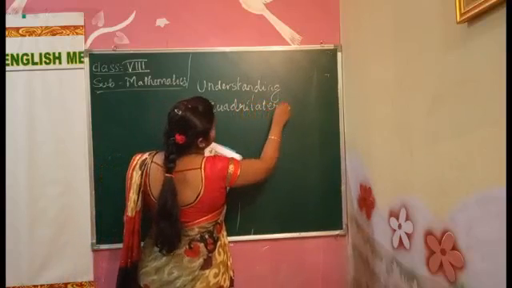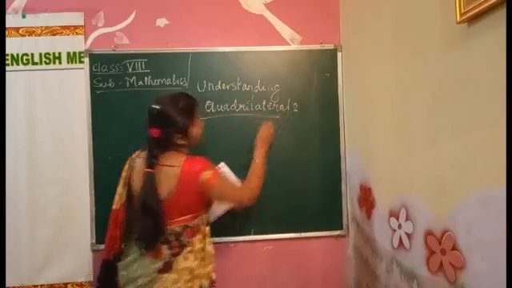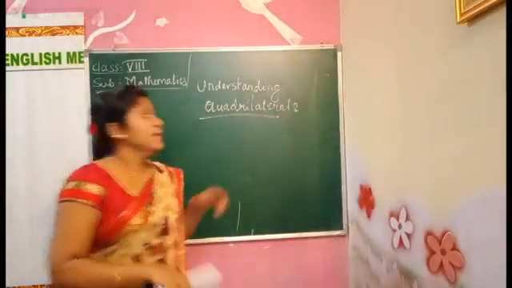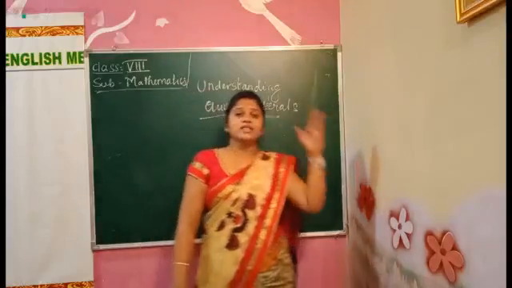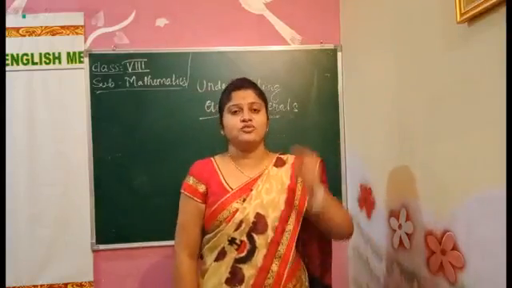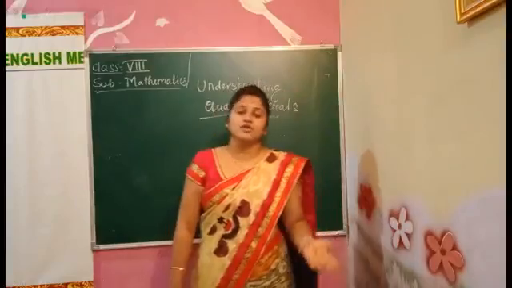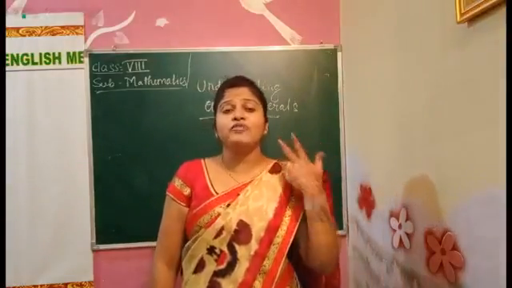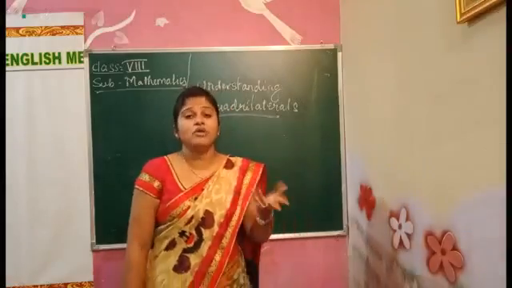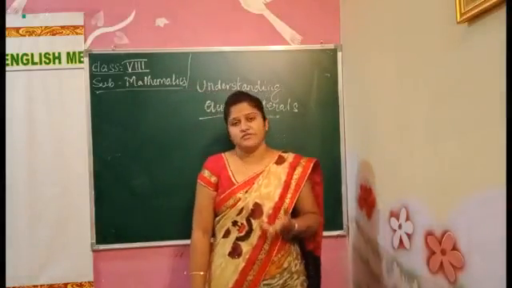quadrilaterals. Okay, quadra means what, children? Four. Quadra means four. But what they are telling is, using the lines, using the surface, using the pencil, using the curves, so many curves, how we find the quadrilaterals, how we learn the quadrilaterals, we'll see.